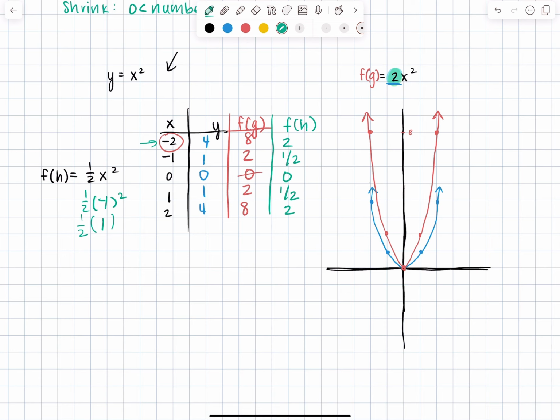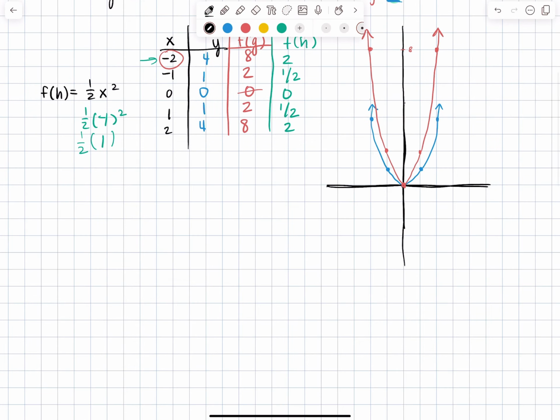Perfect. Now if I draw my graph right now, we can plot the points. So -2, 2. And then we have 1, 1/2. So right here, about there. And then 0, 0, 1/2, and then 2. Draw your arrows.